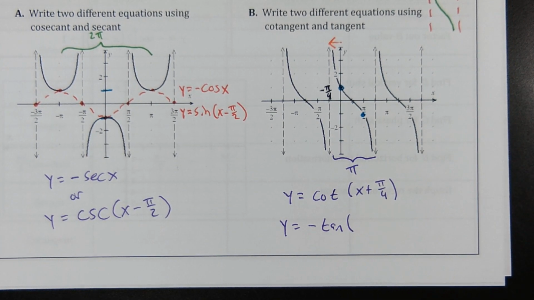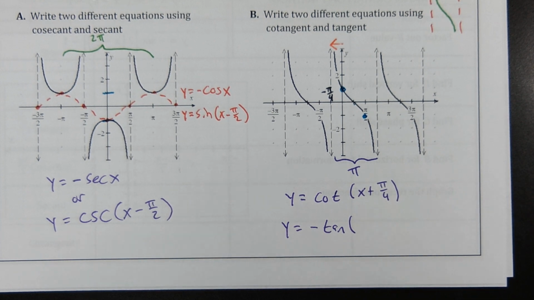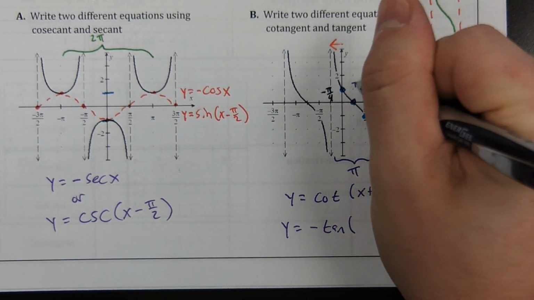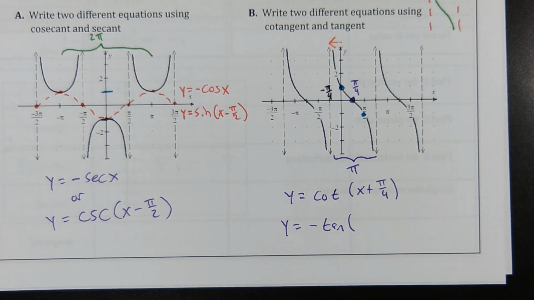We know it won't have a horizontal stretch or shrink. It will not have a vertical stretch or shrink. It will not have a vertical shift, but there will have to be a horizontal shift because tangent is supposed to be 0 on the y-axis. This thing is 0 right there at pi over 4. So which way did it shift? Well, it shifted right, pi over 4.